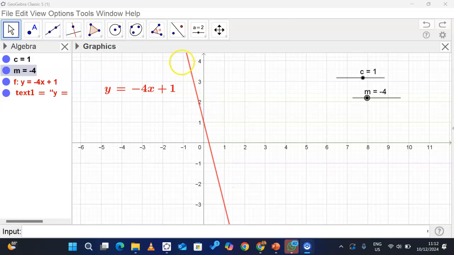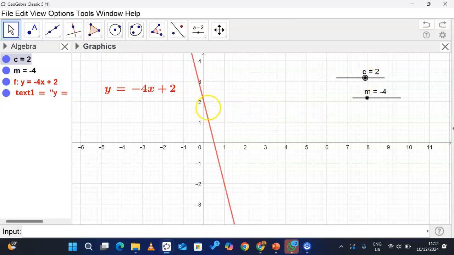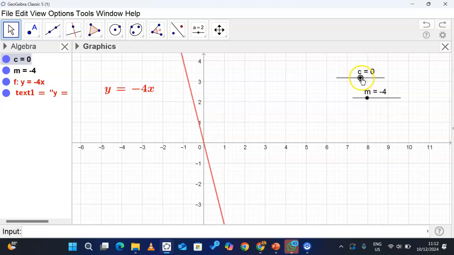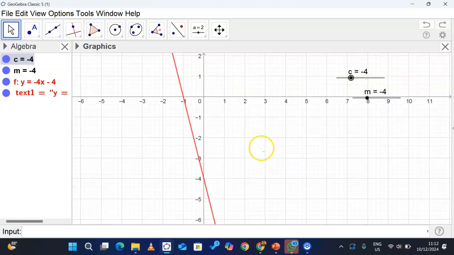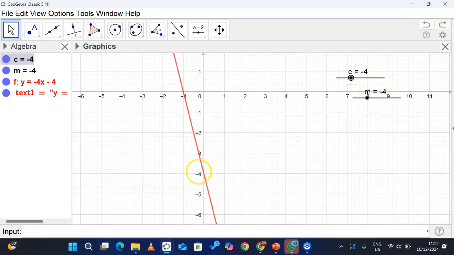We have this particular straight line here, and the straight line has the equation y equals negative 4x plus 1. The negative 4 here represents the gradient of the line, and the plus 1 here, we call the intercept on the y-axis. When I change the intercept to, let's say, 2, you see that the line will cut the y-axis at 2, and the equation will come like this. If I change it to 3, it will cut at positive 3. Now let me try changing it to negative 4, and you realize that with negative 4, the straight line will pass through the y-axis at negative 4.